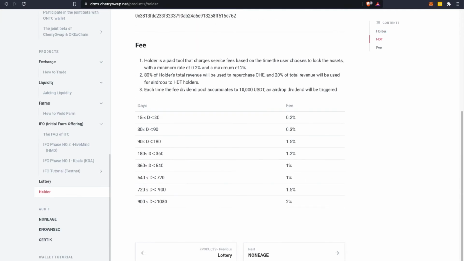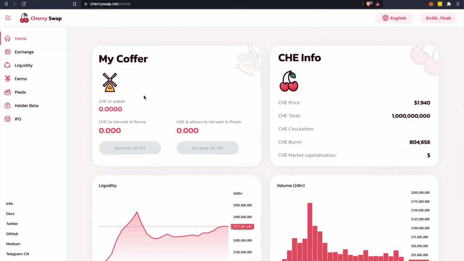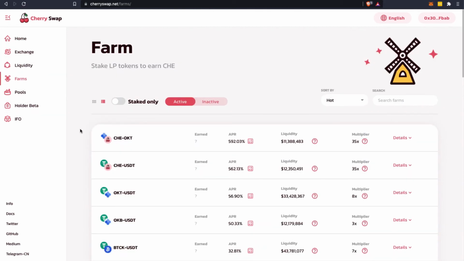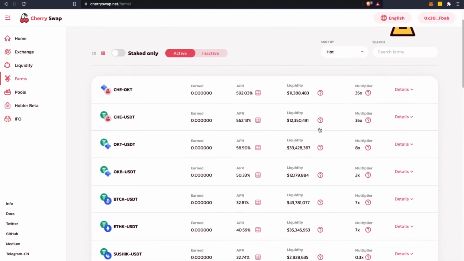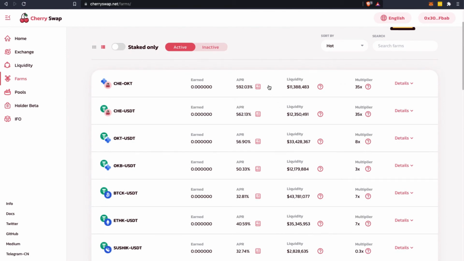And the audits, let us go back to their main website. As you can see, all the main features that I've gone through in the white paper are also being shown here. And of course, when you go through their farms, you will see that there are a lot of these juicy APRs, like your Cherry OKT, Cherry USDT, that has about 500-600%. Previously, when it was in the early bird phase, it was a few thousand percent.